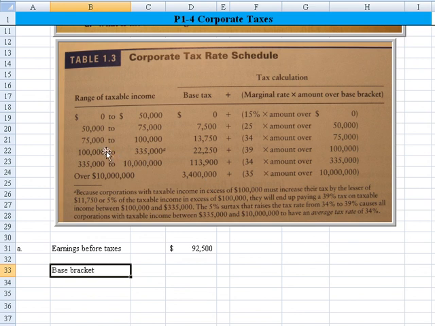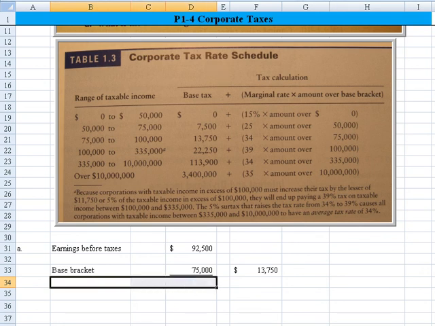Since their income is between $75,000 and $100,000, right above where I'm pointing, we know the base tax is $13,750. Let's jot that in. I've already typed that in ahead of time. And the base bracket is $75,000, right? Then we need to consider the marginal rate above that. The amount above the base bracket, let me hit the F2 key to show you, would be the $92,500 less the $75,000. So we've got $17,500 above the base bracket.